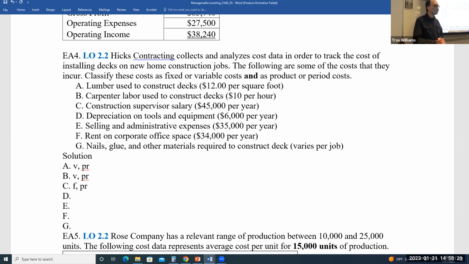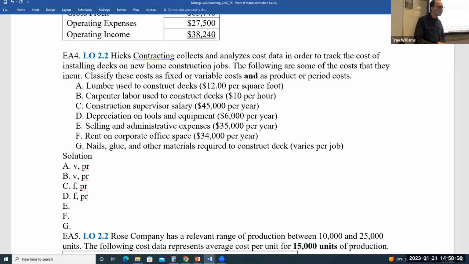Okay, next one, depreciation. You remember depreciation, right? From financial accounting. Depreciation on tools and equipment. Is that fixed or variable? It is fixed. And is it product or period? Well, they didn't really tell us what kind of tools and equipment, but I think we can assume it's construction tools and equipment, so it would be product related.